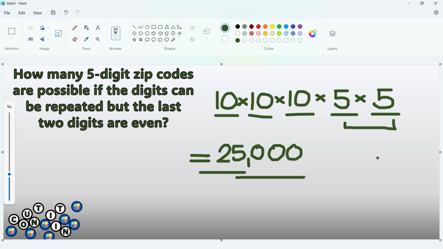for a 5-digit zip code where the digits can repeat but the last two digits are even, considering that 0 is also considered as an even number. So this is the result and the answer for this situation. And that's Count It In.